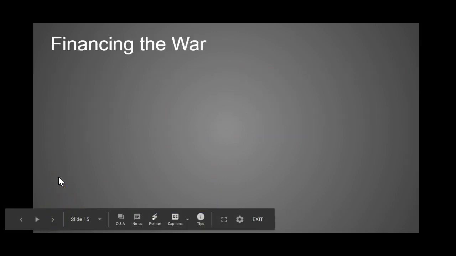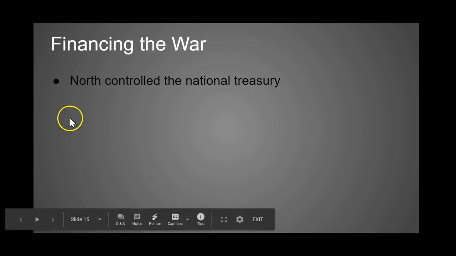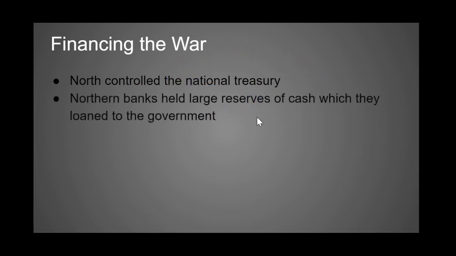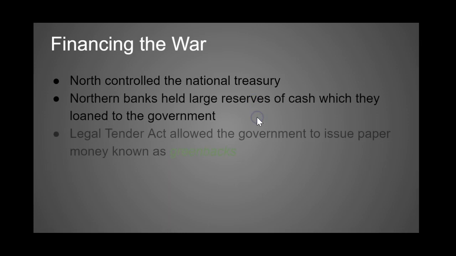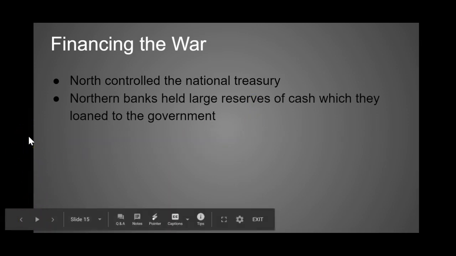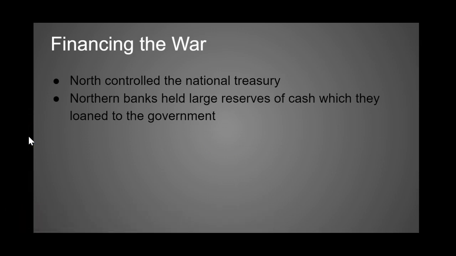All right, so how does the North and the South make money? How do they finance the war? How do they buy all of these things in order to fight the war? Well, the North also had another advantage because it controlled the national treasury. It has the nation's money. Northern banks also held large reserves of cash, which they loaned to the government.